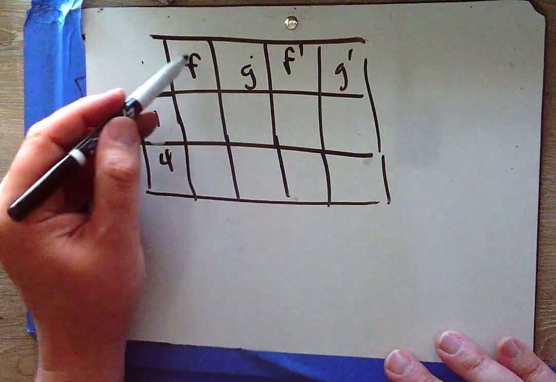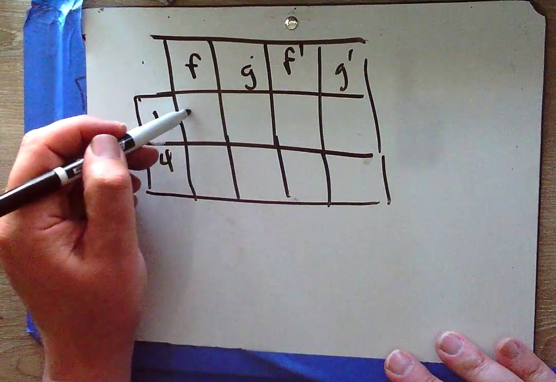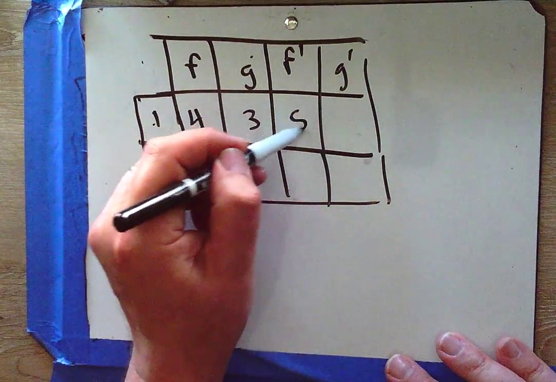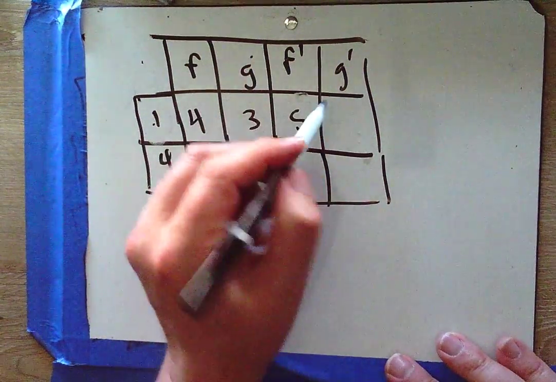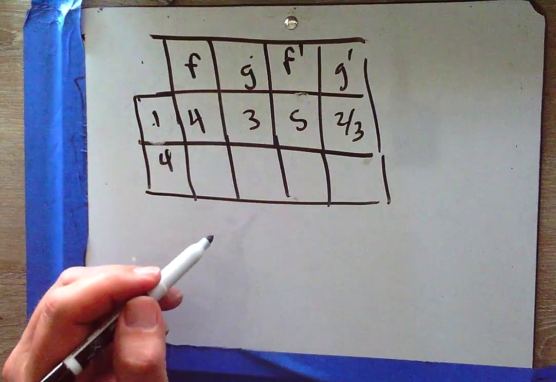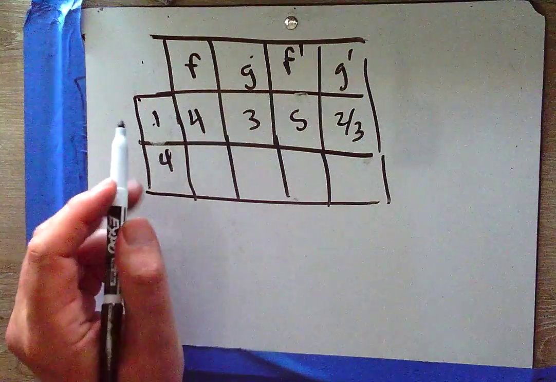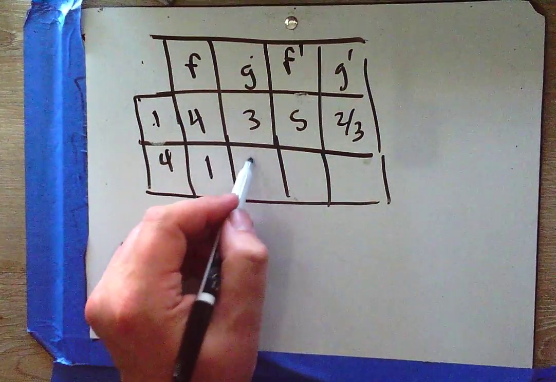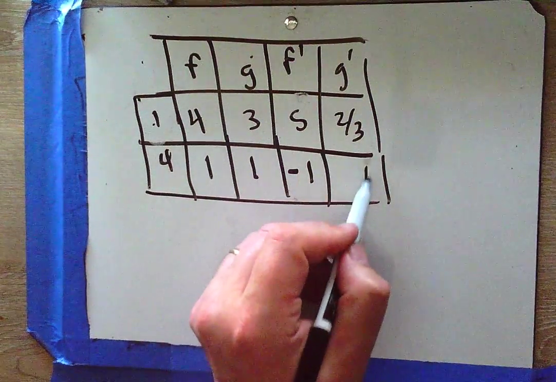Okay, so F of 1 is 4, G of 1 is 3, F prime of 1 is 5, F prime of 5, and G prime of 1 is 2/3. And then F of 4 is 1, but maybe it's negative 1. I can't quite read my note. And fill in these values.